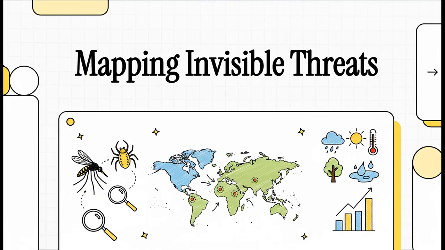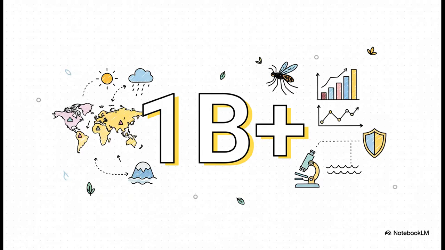When we think of major threats, we usually picture something we can see. But some of the biggest dangers are nearly invisible, carried by tiny creatures like mosquitoes and ticks. In this explainer, we're going to map out how scientists are tracking these vector-borne diseases, a threat that's quietly spreading across the globe. And just how big a threat are we talking about?